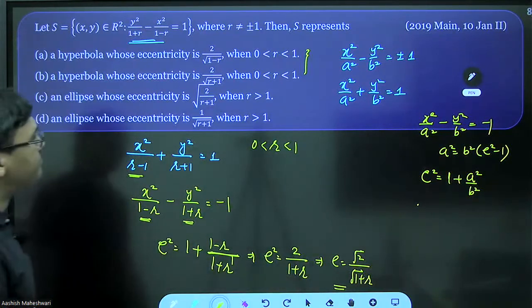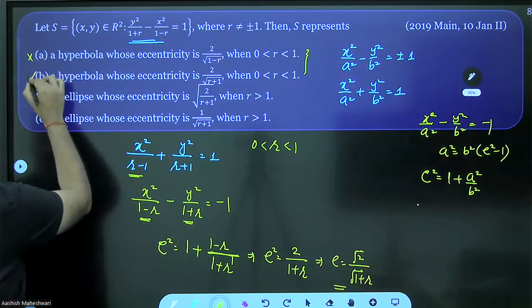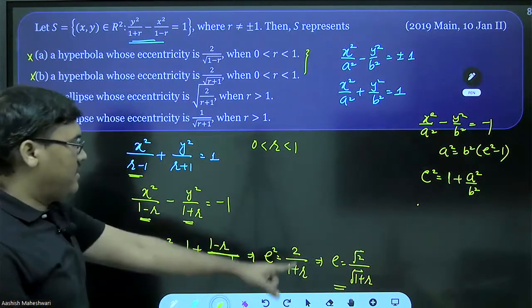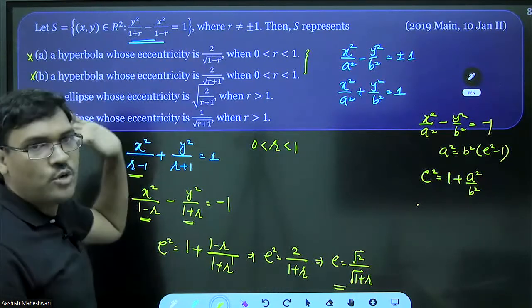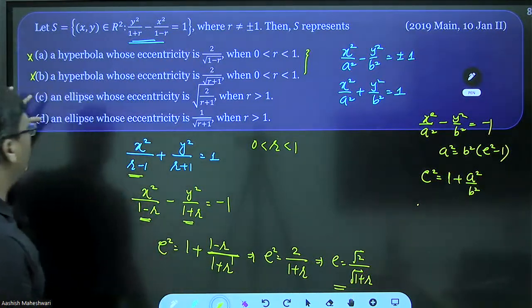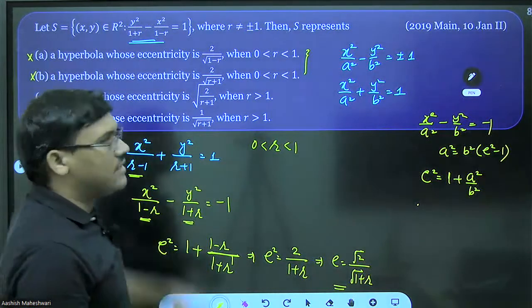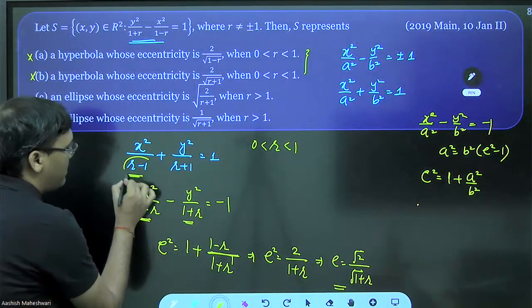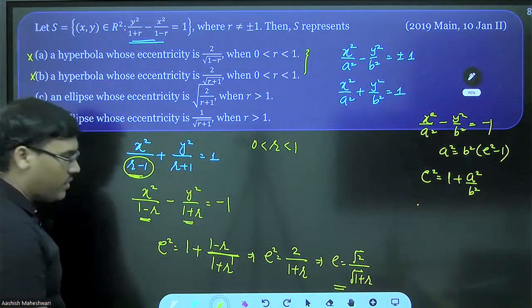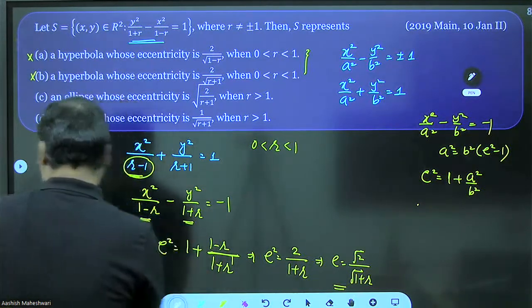So now you check which of the following is correct. You can see both the options A and B are not correct, because the eccentricity is root 2 upon 1 plus r. Both the options A and B are wrong. Now let's talk about the ellipse case. Now see, if r is greater than 1, this quantity will be a positive quantity.